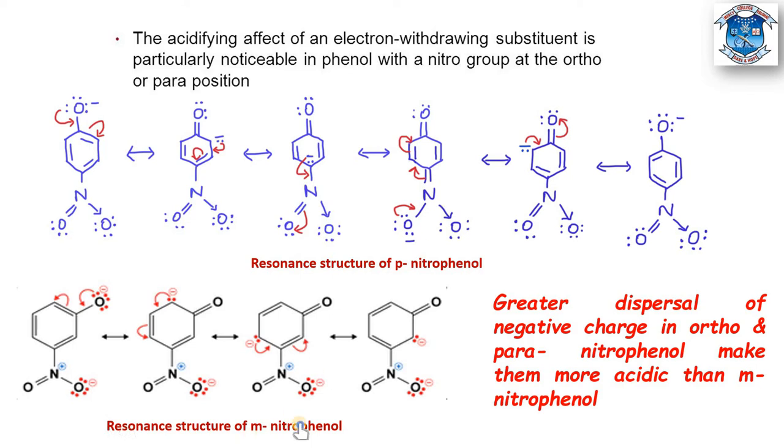But in the case of meta-nitrophenol, the negative charge is not dispersed over the nitro group. So this makes ortho and para-nitrophenol more acidic than meta-nitrophenol. So the most acidic is para-nitrophenol, followed by ortho-nitrophenol, and the least acidic is meta-nitrophenol because of the difference in the dispersal of the negative charge.